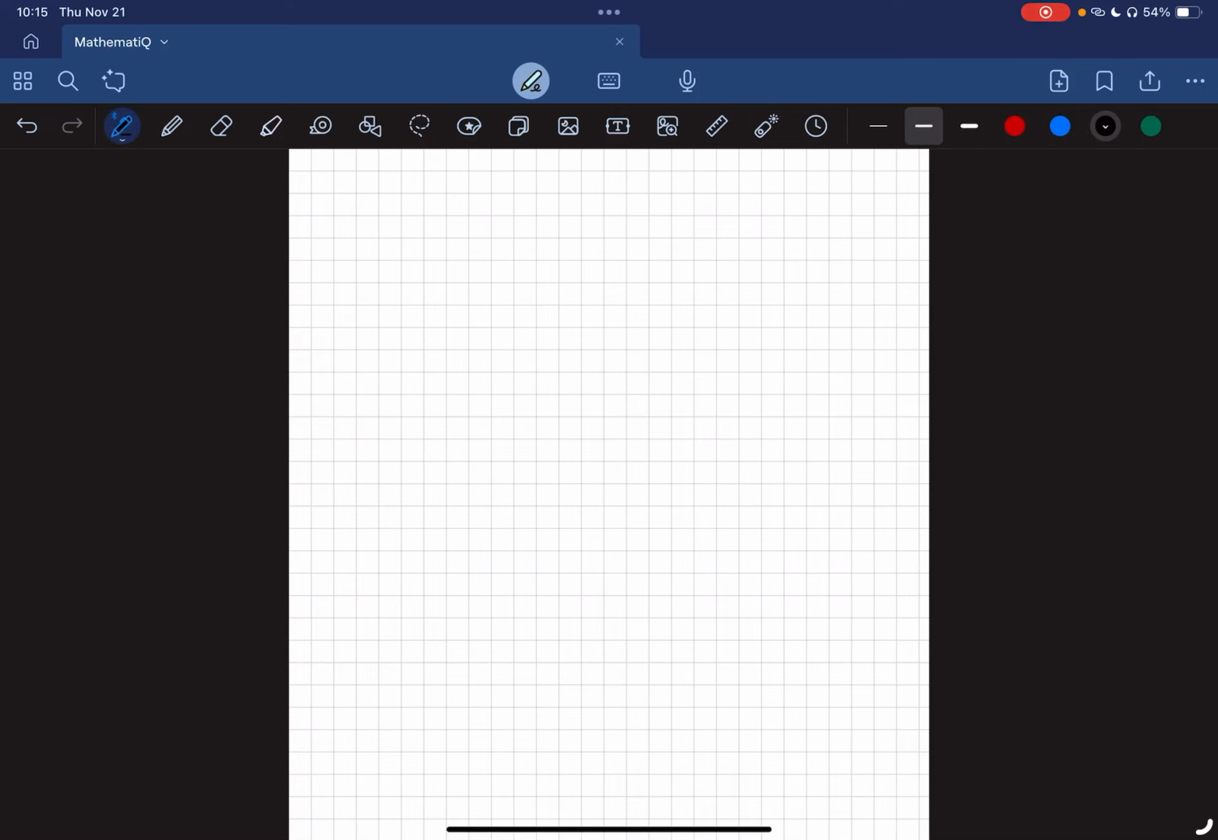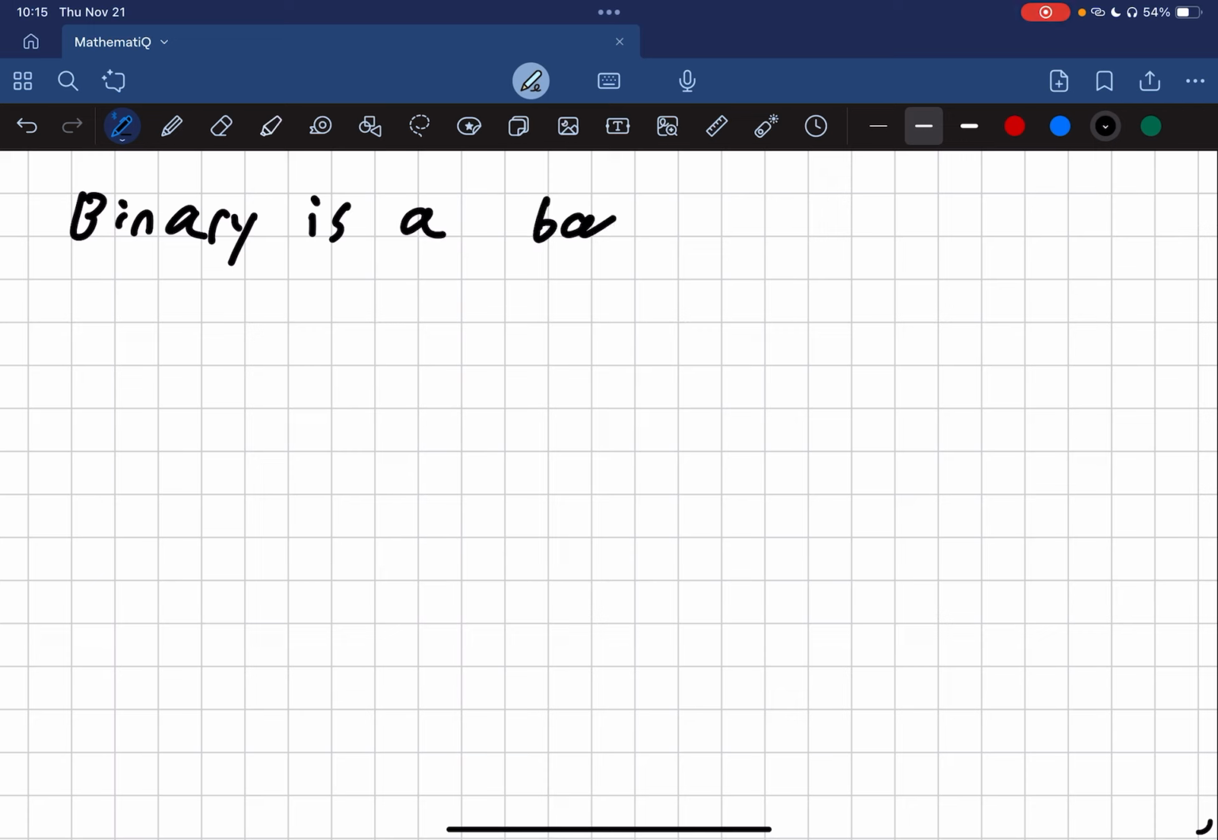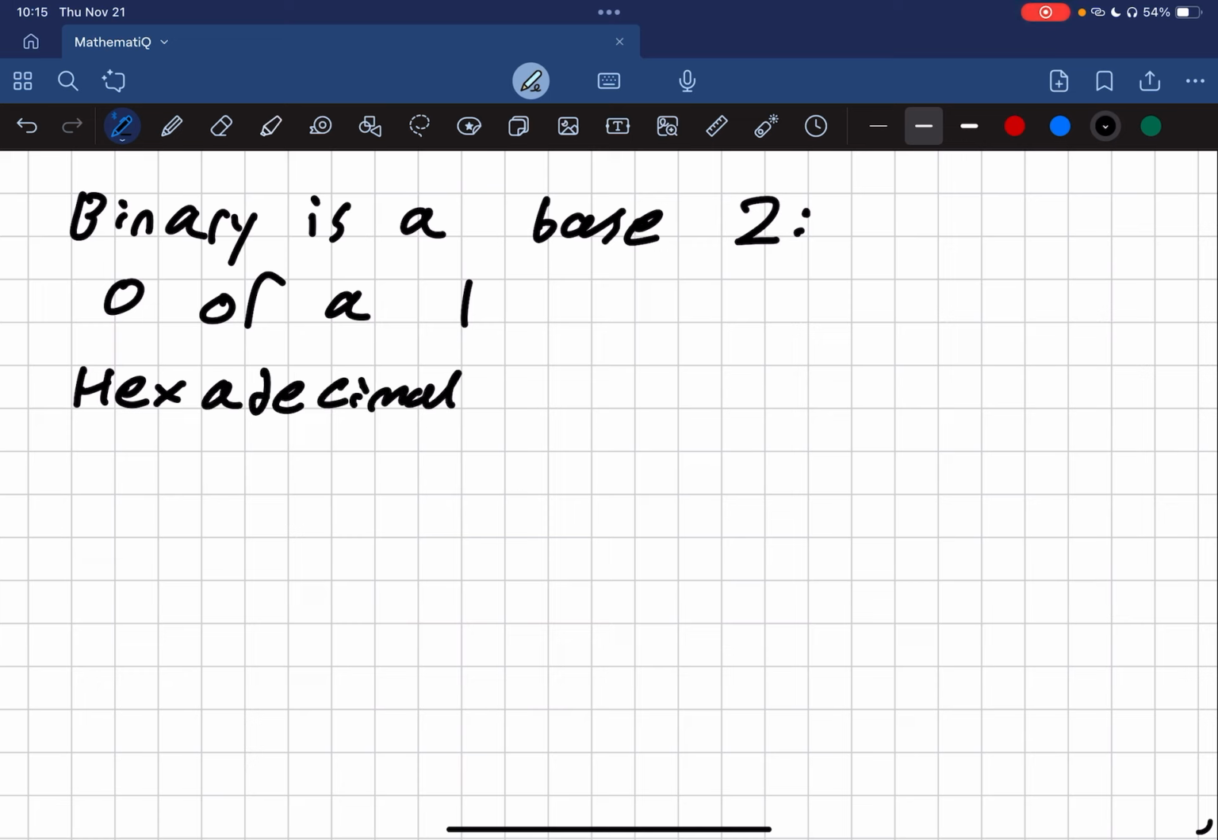In this video, we're going to be talking about binary to hexadecimal conversion. As you probably know, binary is a base 2 system, okay? So every digit is represented by either a 0 or a 1, whereas hexadecimal is much larger.